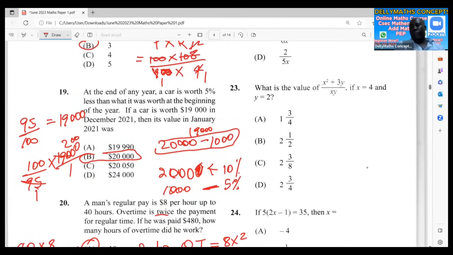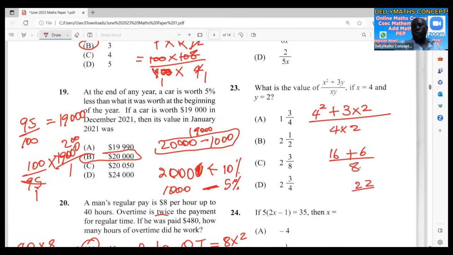What is the value of x squared plus 3y, all over xy? What is x? 4. 4 squared plus 3y, 3 times 2, all over xy. And this is going to be 4 times 2. 16 plus 6 over 8. 22 over 8 is the same as 11 over 4. And if that is not there, 4 into 11, 2 times, and remainder 3 over 4. Here's my answer.